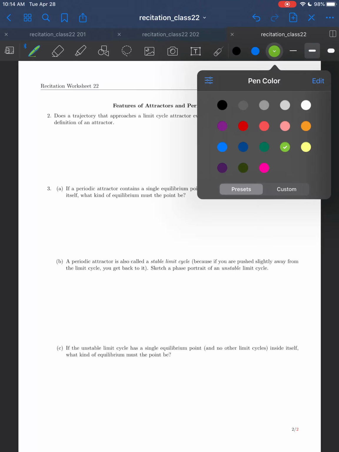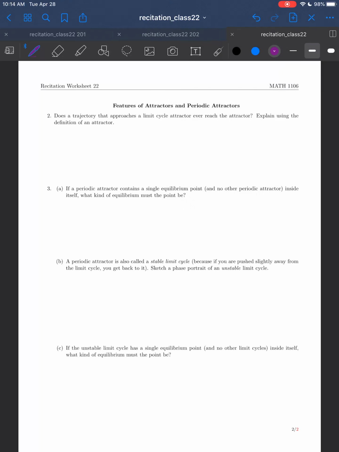So now that we've reviewed some of the ideas behind attractors, does a trajectory that approaches a limit cycle attractor ever reach the attractor? The answer is, in short, no, unless you have a very odd fringe case. There are some weird examples where it might hit the actual attractor, but most of the time it will just approach.